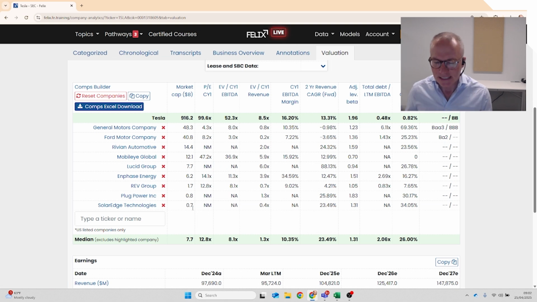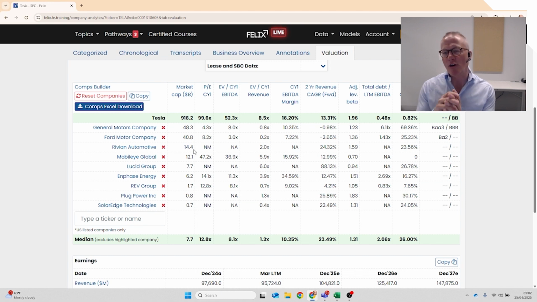The other problem is Tesla is enormous. If you look at the size of Tesla, 916 billion market cap compared to the other companies, it is just absolutely enormous. And that's another issue, that these companies are much, much smaller. So I've put in some traditional car companies. I've put in some of the energy companies as well, like Solar Edge Technologies, and we've put in some of the automotive or the automated driving companies too. And we've got a mix there.